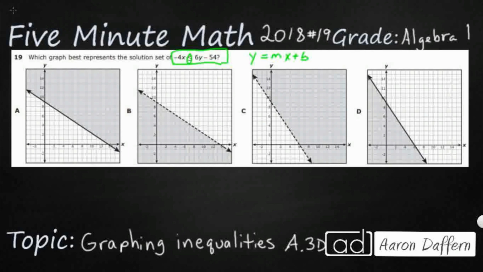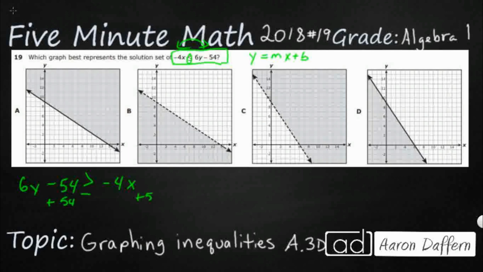So let's take this and flip the whole thing just so we can get y over on the left side. What we're going to do is flip the inequality. We're going to put the negative 4x over on the right so that we still have our opening going towards the 6y minus 54. Okay, so now at least we've got the y over on the left. We need to solve for y. So let's add 54 to both sides.